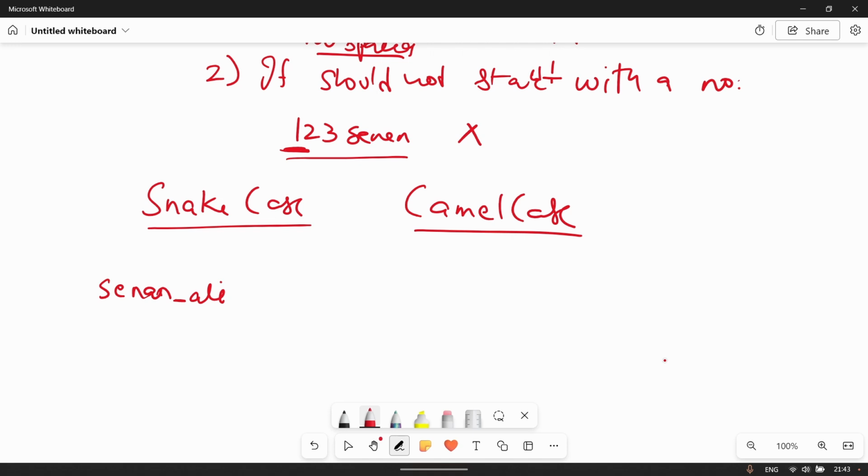I don't think there is a limit on the number of characters in your variable name, whereas there is in C or C++. So in the case of camel case, you would write the same thing, Senan, and start the second word with a capital letter. Fine. So that is, I think, what I wanted to cover.